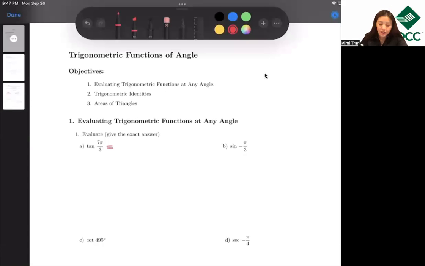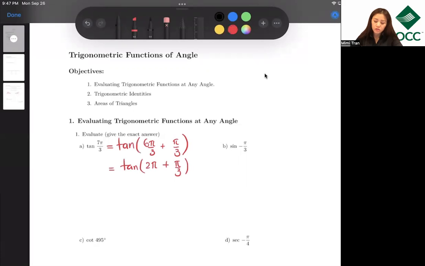We can rewrite it as tangent of 6 pi divided by 3 plus pi divided by 3. We can split it apart like that. Well, 6 pi over 3, that's 2 pi, plus pi over 3.